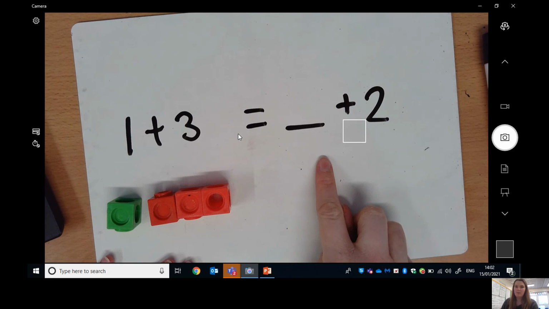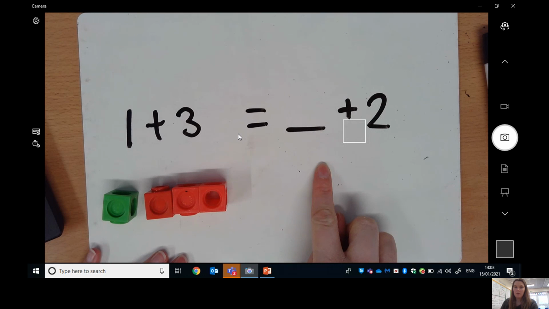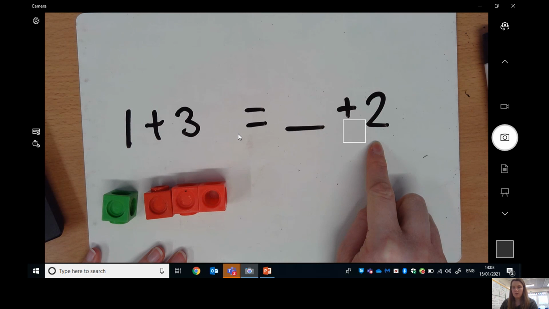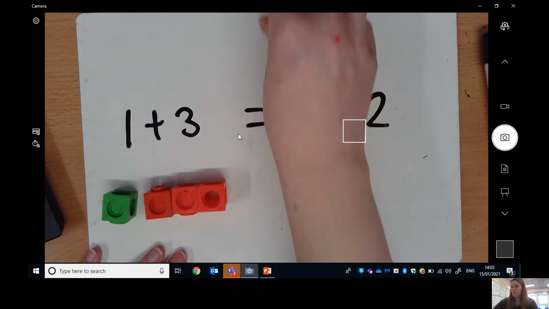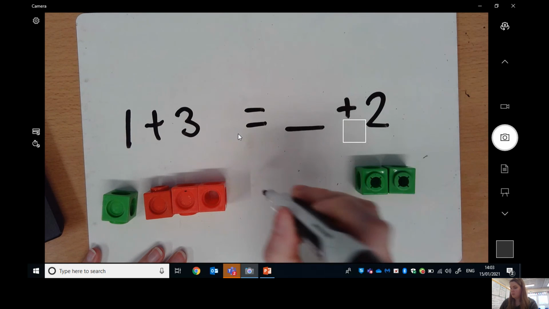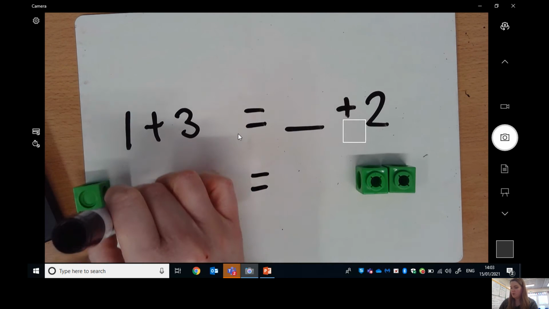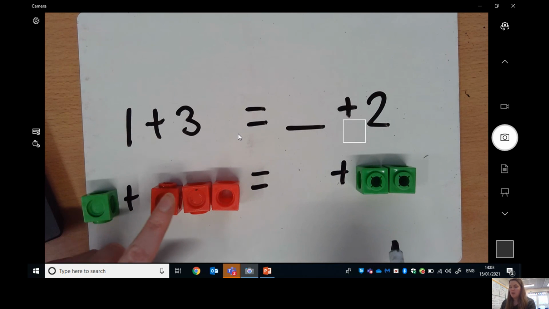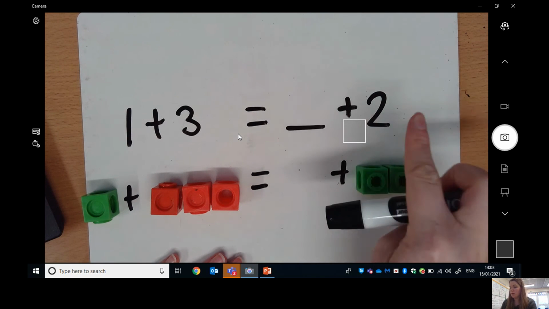You've got to find the missing part here. So what do you need to do first? Get the cubes. Okay, how many cubes are you getting? 2. Okay, get your 2 cubes. I'm going to get my 2 cubes. Fantastic. Let's see if you can solve the sum. 1 plus 3 is the same as what plus 2?